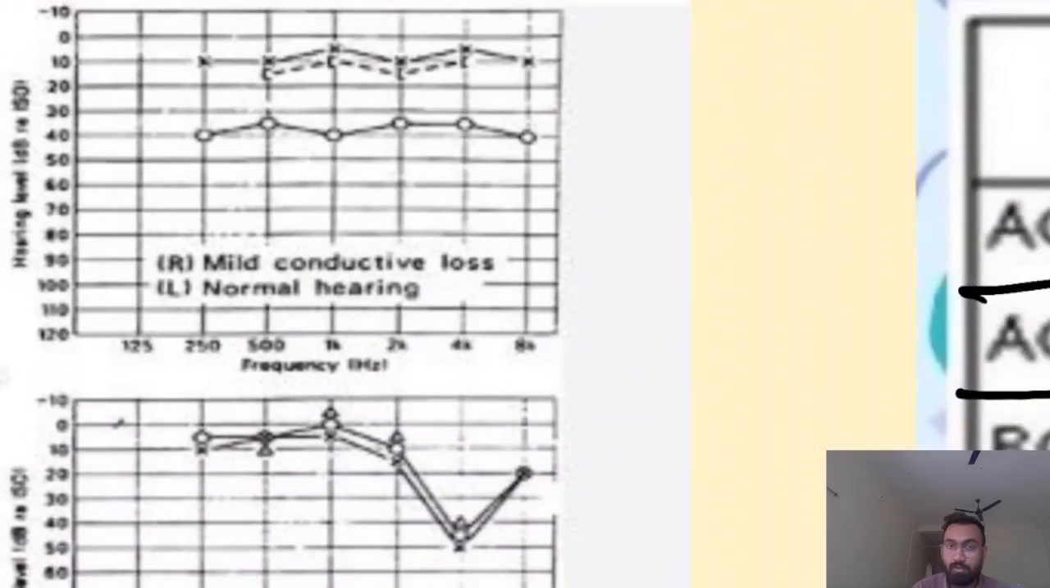Now let's talk about this. There is a gap present in between the air conduction and bone conduction. So there is a gap present. So this is conductive hearing loss.